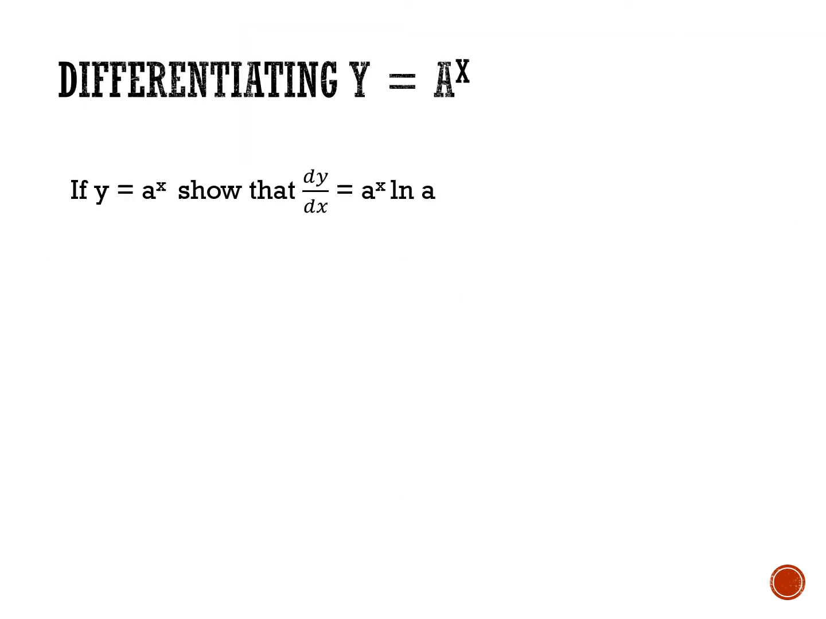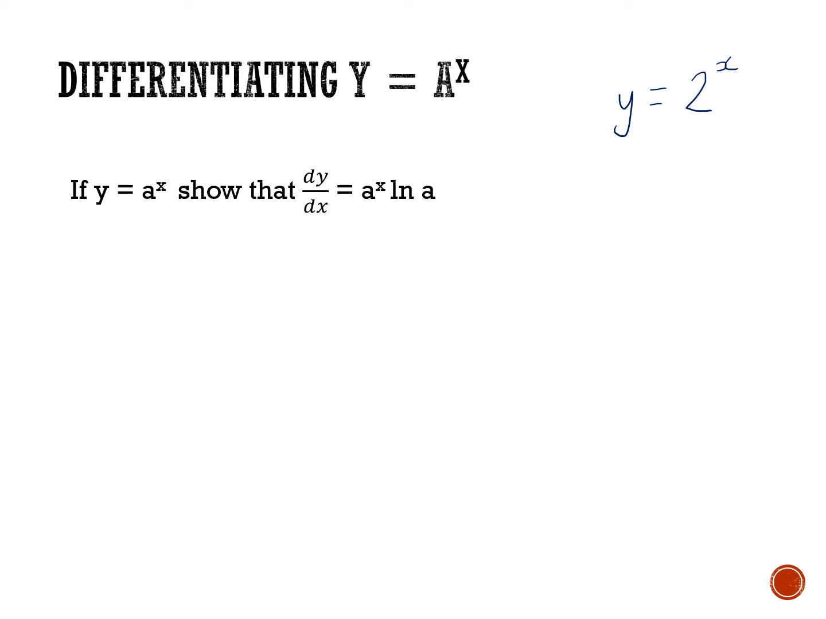Right. So far, we can only differentiate e to the power something. Now, we may get functions that don't have e as the base. We might get a function that looks like that. Now, we need to be able to differentiate that. Now, here's the result. So if y is equal to a to the x, show that dy/dx is equal to this. So this is the result.